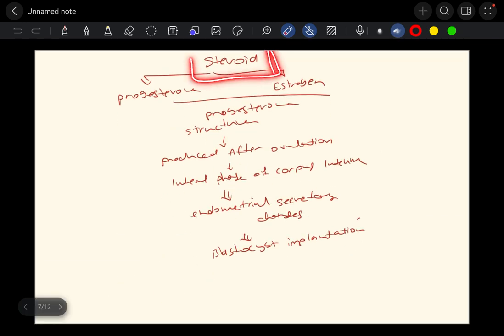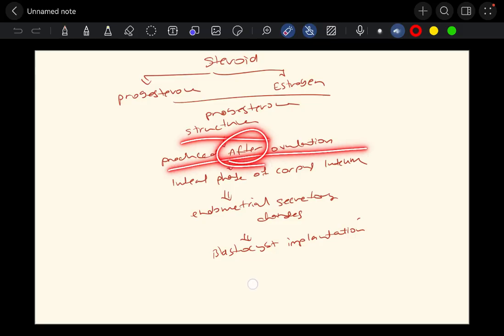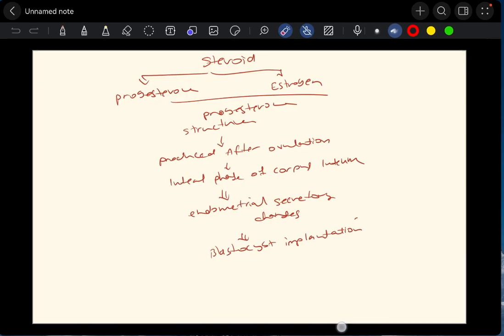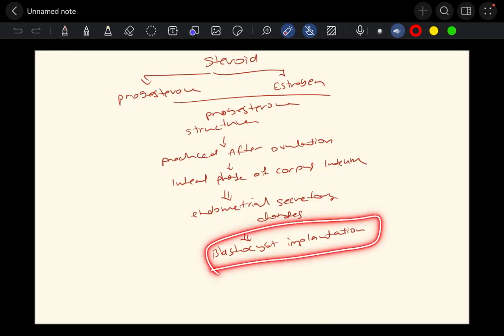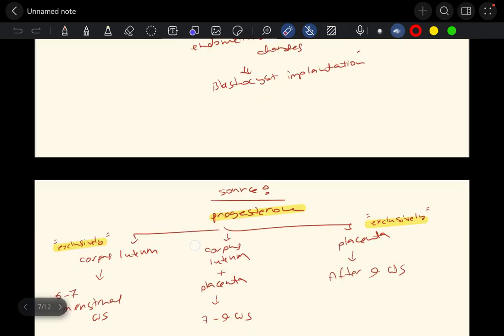So we have two precursors of steroids. The first is progesterone and the second is estrogen. Progesterone, as we said before, is produced after ovulation in the luteal phase by the corpus luteum, and its main function is endometrial secretory changes and finally blastocyst implantation. So we can say that the main function of progesterone in pregnancy is blastocyst implantation.